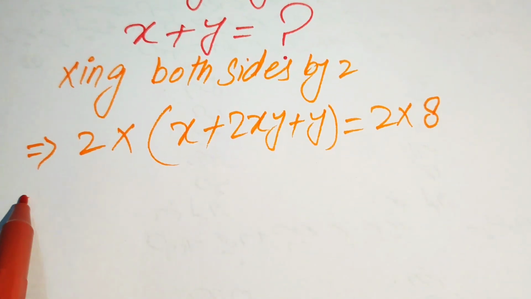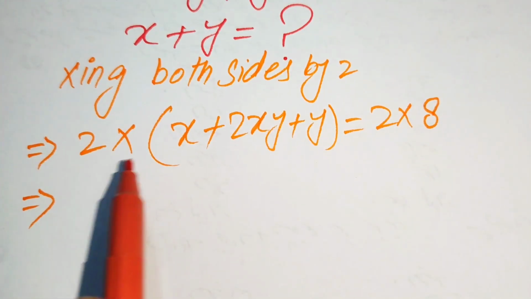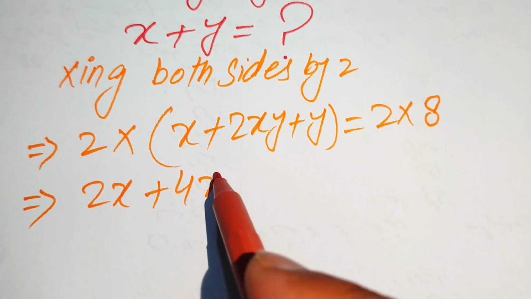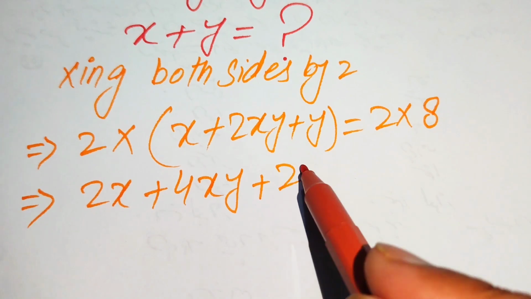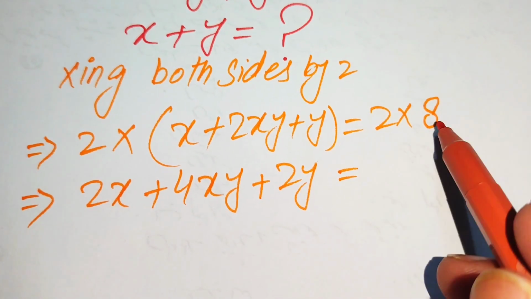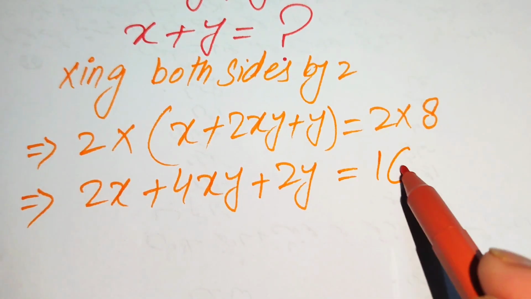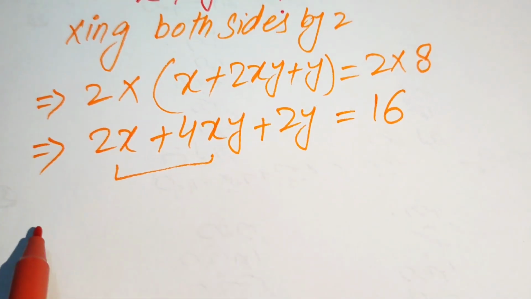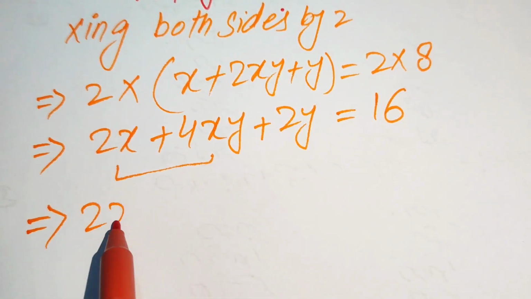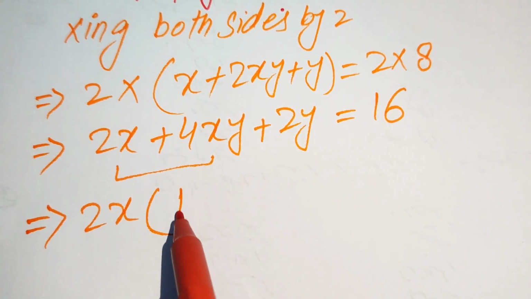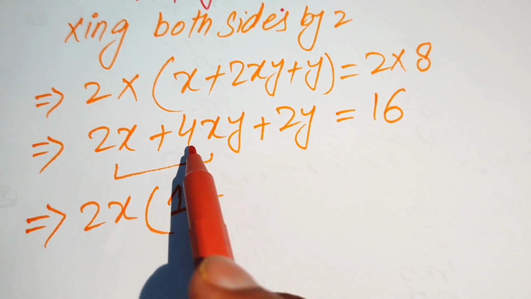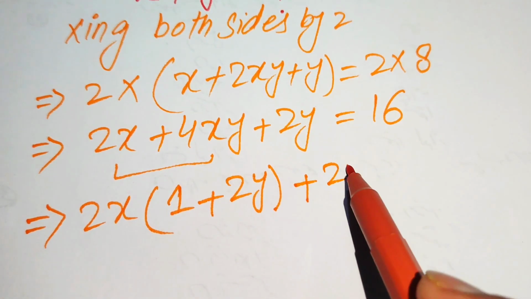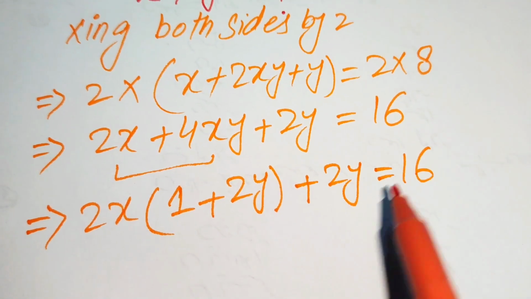And here we need some simplification. We multiply this 2 on each of these terms and it will be written as 2x + 4xy + 2y = 2 times 8, which becomes 16. Now focus on the first two terms: we have 2x as the common term, so we get 2x(1 + 2y) + 2y = 16.